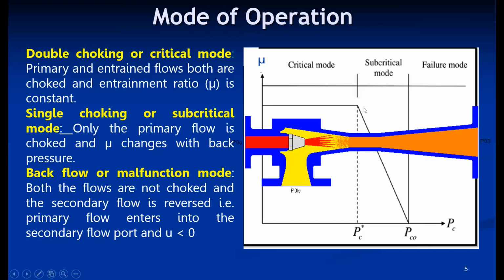From this point onwards, irrespective of the pressure rise or the condenser pressure decrease, there is no change in the entrainment ratio or no change in the fluid. From this point onwards, there is no change in the flow. The secondary flow and primary flow remain constant, whatever the pressure may be. So your mass flow rate remains constant.